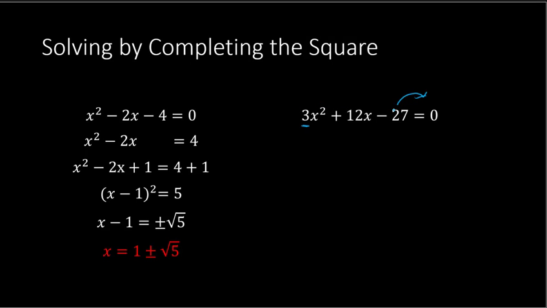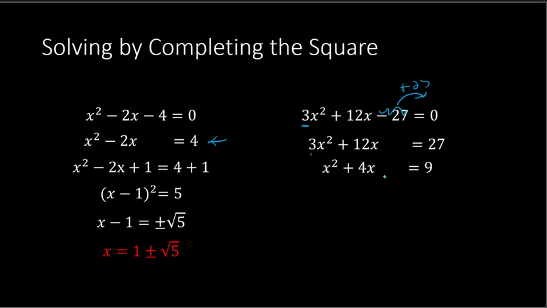In the notes, we brought the 27 to the right side first by adding. So now we have 3x squared plus 12x on the left, and then positive 27 on the right. So now we can get rid of the 3 in front of the x squared term, and we do that by dividing every term by 3. 3x squared divided by 3 is x squared, 12x divided by 3 is 4x, 27 divided by 3 is 9. So now, notice it's in the exact same format that we had right here with this first equation.